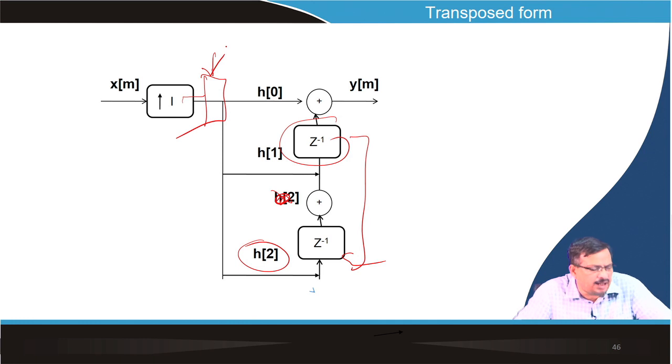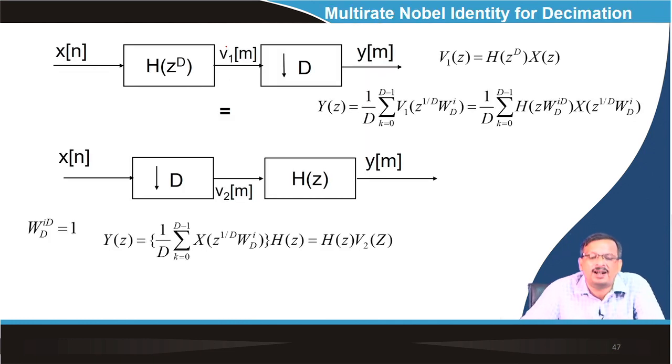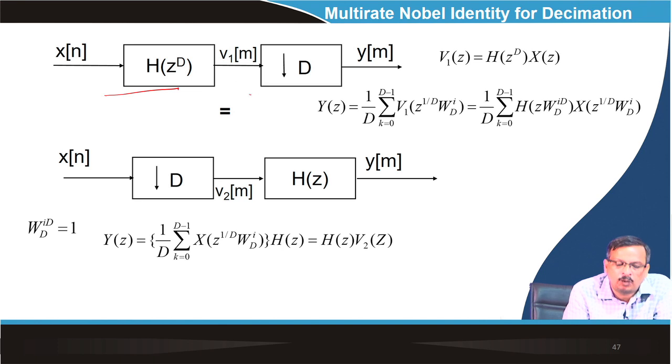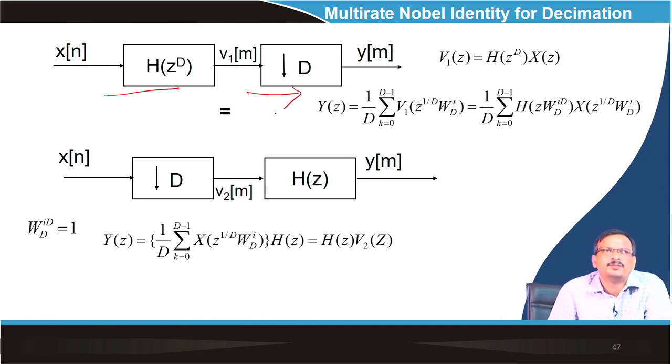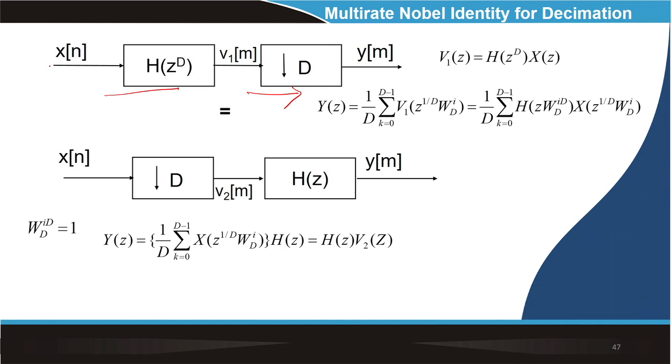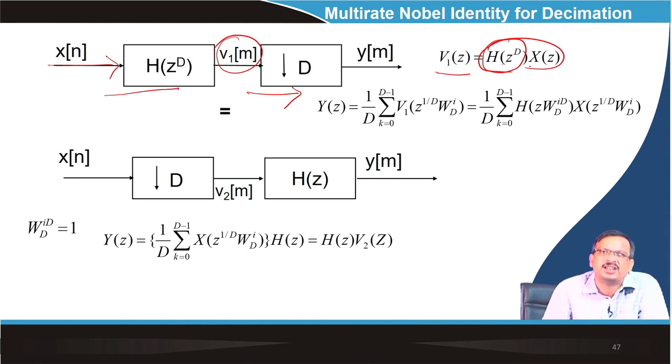Now there is another topic called the multi-rate Noble identity. Say a decimation filter is a filter H of z to the power d followed by a downsampling. If the signal x of n is applied here, what is V1 of z? V1 of z is nothing but H of z to the power d multiplied by X of z in the Z domain. So what is Y of z?